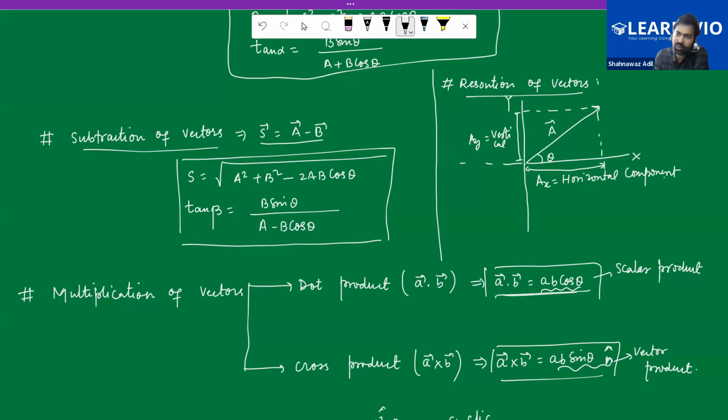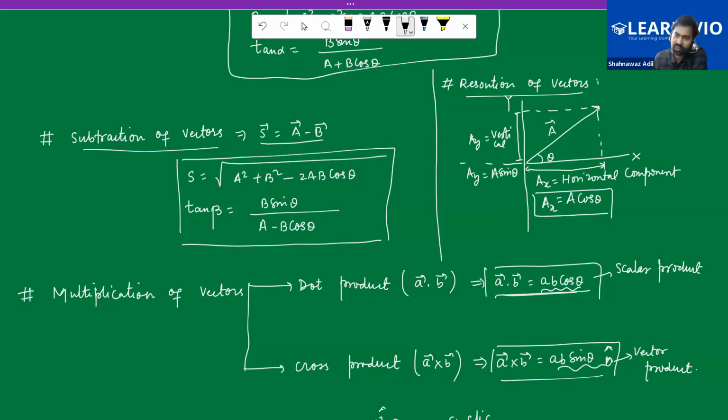And do we remember what this component was? A cos theta. Good. So the X component, AX, is A cos theta. Yes, absolutely correct. So you remember all these things. And AY, what was that? A sin theta. A sin theta.